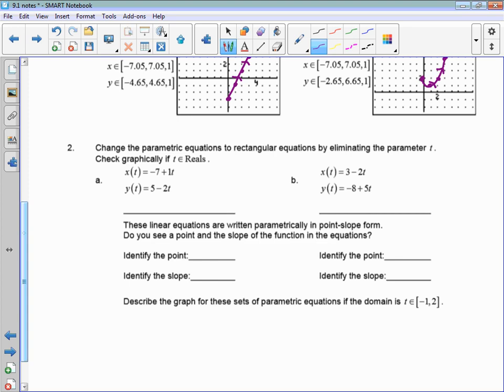All right, so the first part here, it says change your parametric equations to rectangular by eliminating your t. So what you're going to do here is basically solve for t, and then you can substitute that into your other equation. So if I look at this first one, would you agree that x plus 7 equals t? Does that make sense to you for the first one? Okay. Then I can plug that into my second equation. 5 minus 2 times x plus 7.